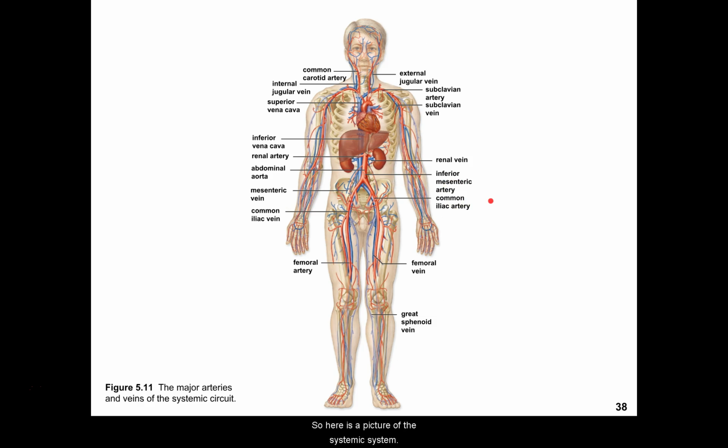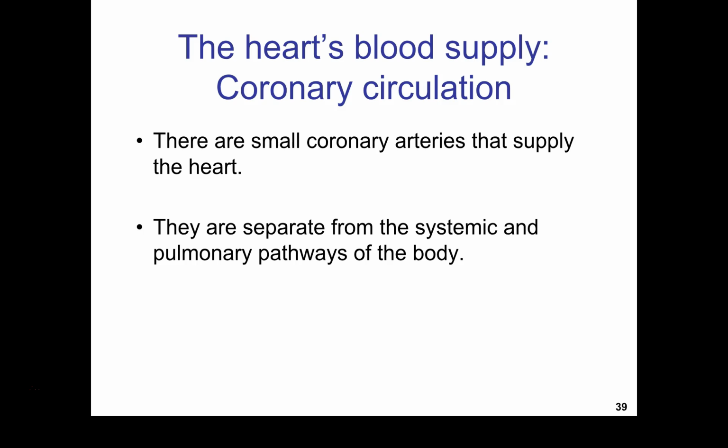So here is a picture of the systemic system. And you can see there's lots of stuff here, which we're going to dive into later on. Right now, I just kind of want you to see this picture and prepare yourself for learning lots of these things. You should already know a couple of these, like the superior vena cava. You should definitely already know. Jugular vein is one you may or may not know, but it's probably one that you've heard of. The external and internal jugular veins. So we're going to talk about all of these in more detail later on.